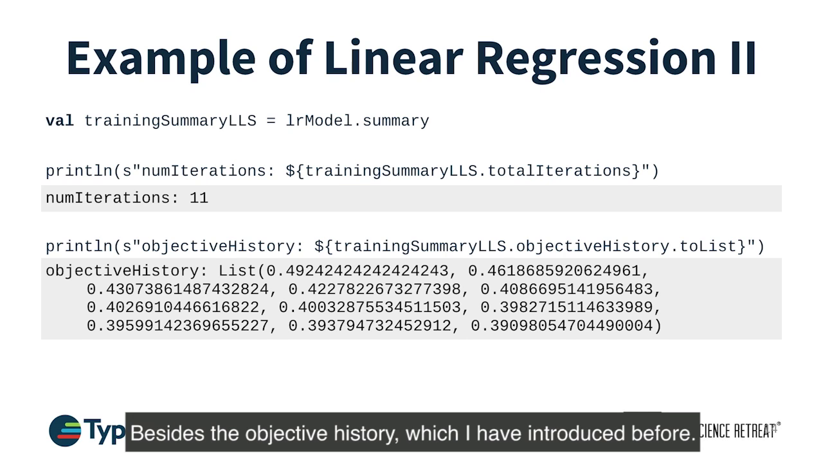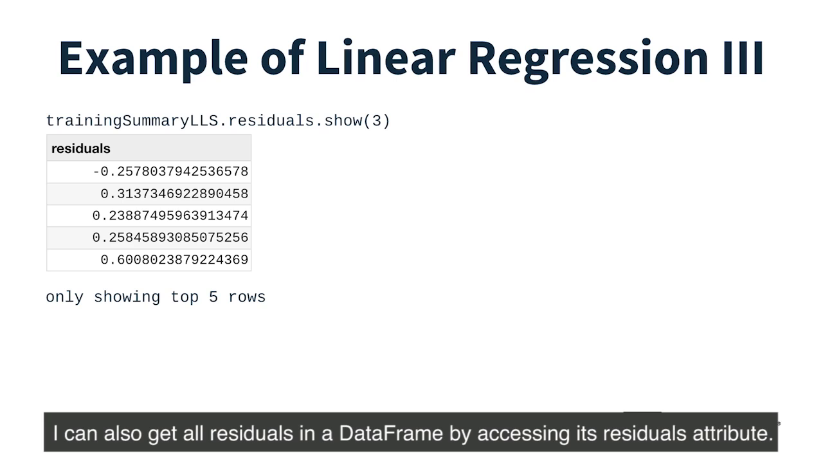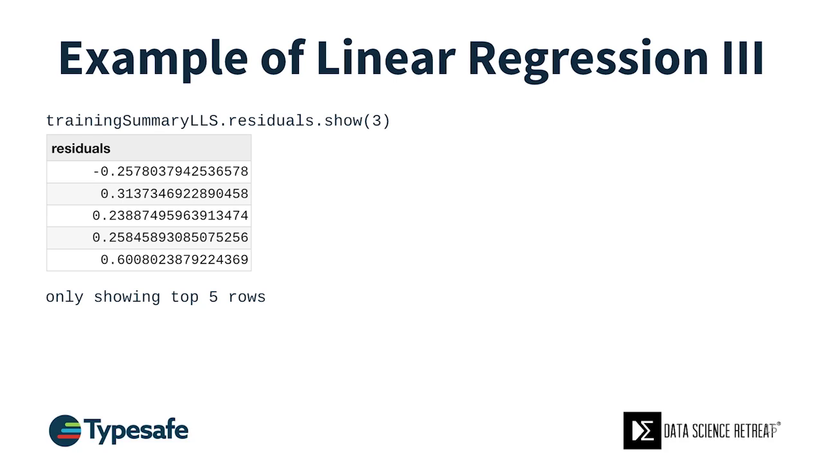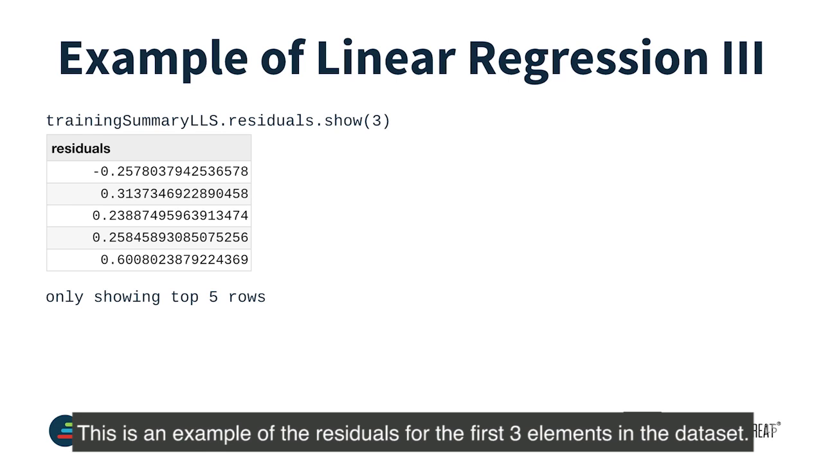Besides the objective history, which I have introduced before, I can also get all residuals in a data frame by accessing its residuals attribute. This is an example of the residuals for the first 3 elements in the dataset.